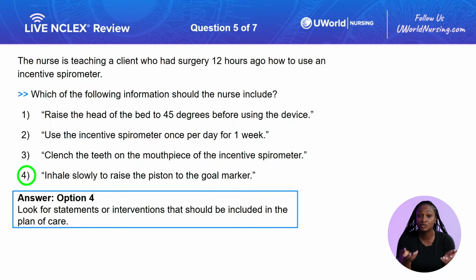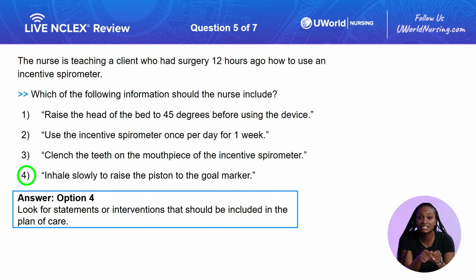One way that we do that is inhaling slowly to raise the piston to the goal marker. A lot of people get confused on whether you inhale or exhale with an incentive spirometer. The way that I remember it is incentive spirometer, so you inhale. So in and in. That's one way to remember. A lot of people think you exhale and blow out. Those are different types of mechanisms, for other lung disease processes, like not nebulizer treatments, but other treatments. But inhaling with an incentive spirometer is the correct teaching point.